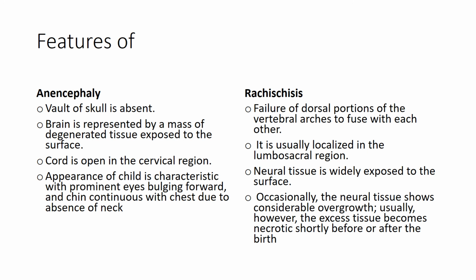We have seen in the earlier slide the reason of why anencephaly and rachischisis congenital anomalies happen. But let us see the features of anencephaly. The vault of the skull is absent, that is the bony covering of the cranium is absent. The brain is represented by a mass of degenerated tissue and it is exposed to the surface. The cord is open in the cervical region. Cord refers to the spinal cord.